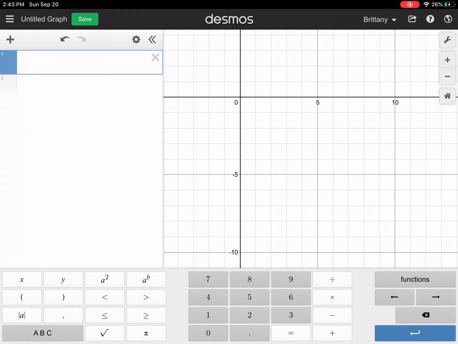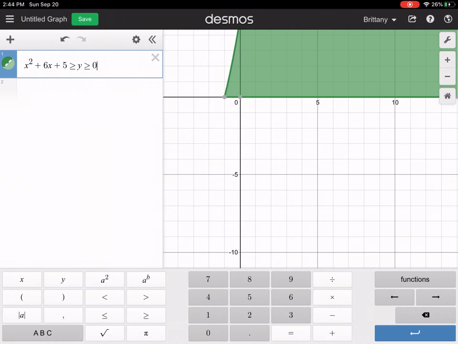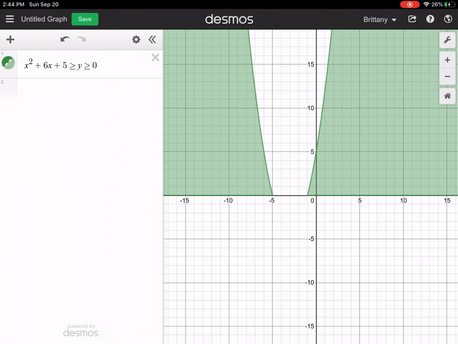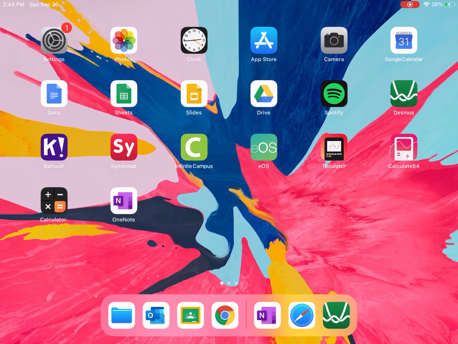So I would say I have x squared plus 6x plus 5 is greater than or equal to y, which is greater than or equal to 0. And so I can see that that shaded area is everywhere that my graph is greater than 0. And so that's all you can do with an inequality, is just match the shaded graph, okay?